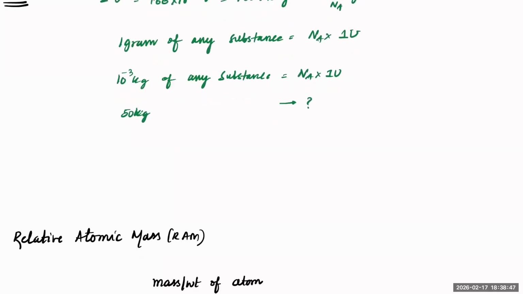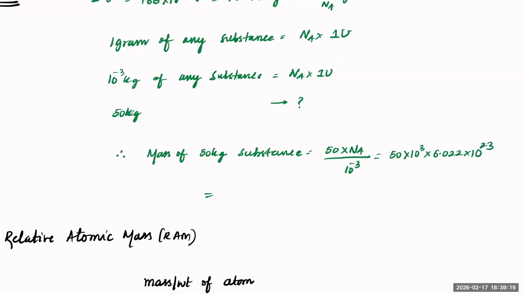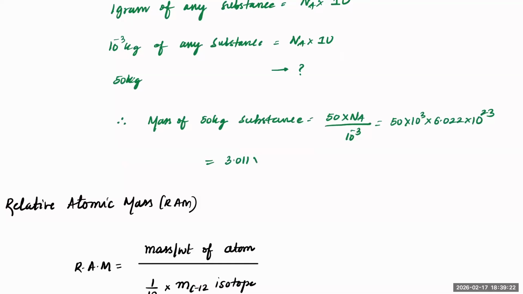So therefore, mass of 50 kg of substance is equal to 50 into Na divided by 10 raised to power of minus 3. That is equal to 50 into 10 raised to power of 3 into Na, which is 6.022 into 10 raised to power of 23. So that would be approximately 3.011 into 10 raised to power of 28 units of unified mass. So that will be the amount of unified mass.